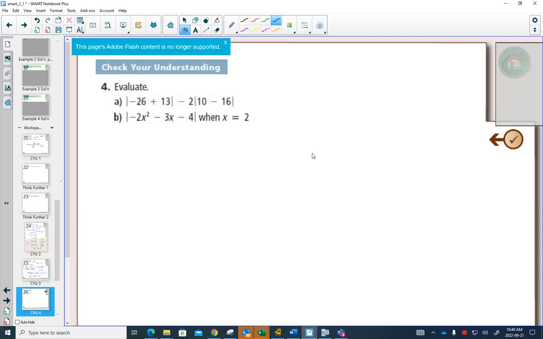Last example mixes our skills with order of operations with absolute values. We've already learned that if you have the absolute value of a single number, it makes it positive. We've also already learned if you have the absolute value of more than one thing, you have to simplify inside of that first, and then make whatever the last number is positive when you get done.